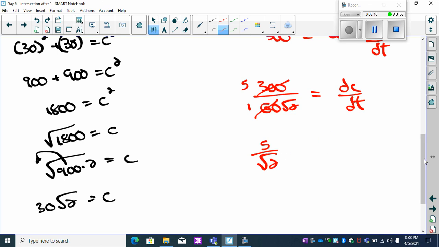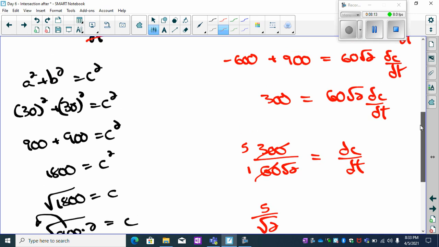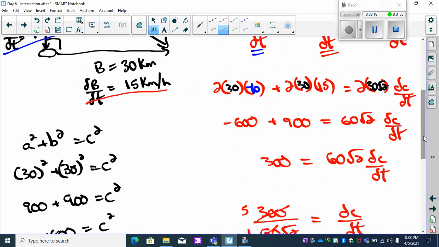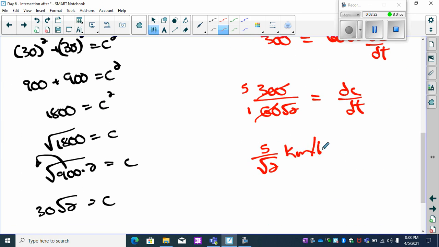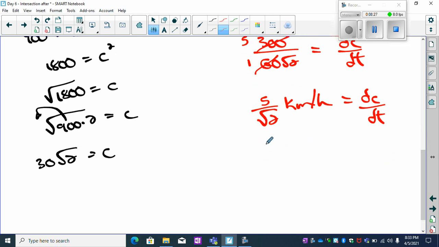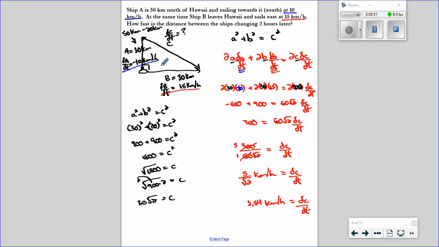What would the units on that be? The units on this would be the same as the units on this and the units on this. So kilometers an hour in this question. As an approximate value, 5 divided by the square root of 2. What is that? 3.535. We'll say 3.54 kilometers per hour is equal to dc over dt. Either is acceptable. So there is the solution for the first one.